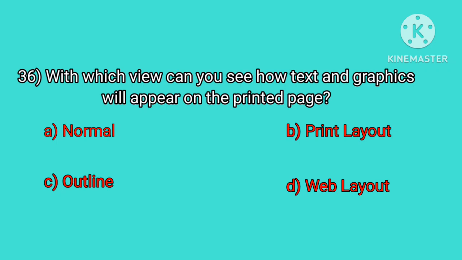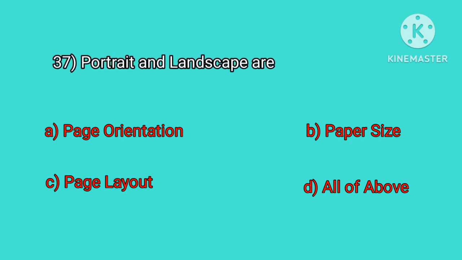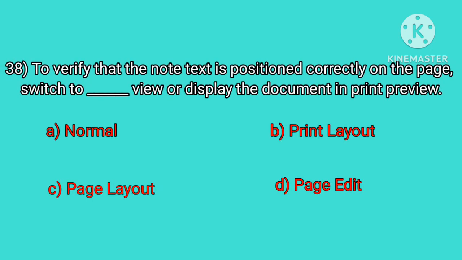When sharing data in Office, the source document is the document in which the data was first entered. Source. With which view can you see how text and graphics will appear on the printed page? Print layout. Portrait and landscape are page orientation. To verify that the note text is positioned correctly on the page, switch to print layout view or display the document in print preview.